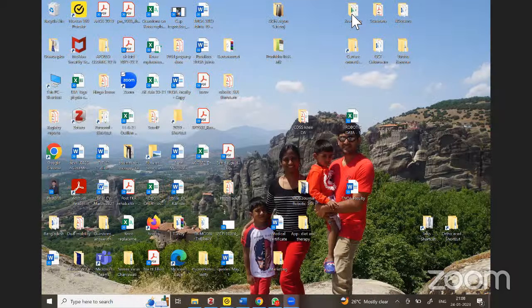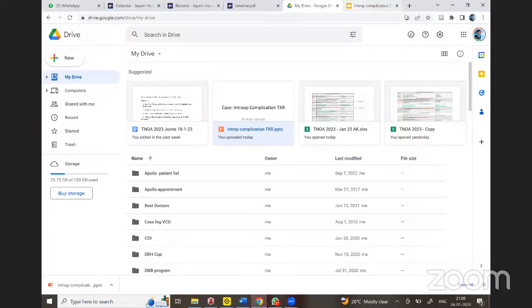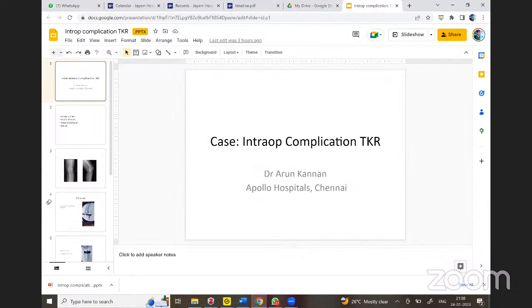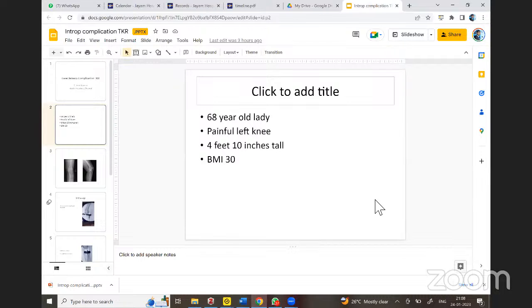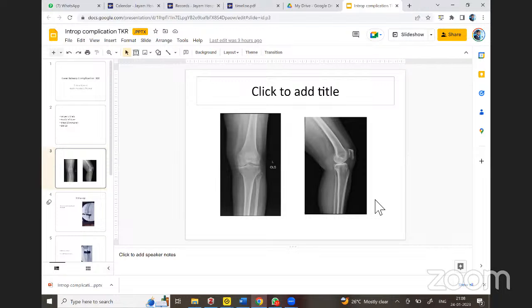It'll be a very short one. Are you able to see it? Yeah, go ahead. This was a 68-year-old lady with painful bilateral knees, the left being what she was concerned about more. She was a very short lady, 4 feet 10 inches, BMI 30. These were the x-rays, fairly simple looking.